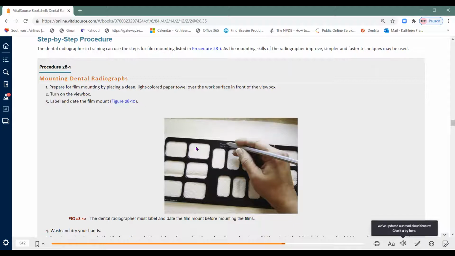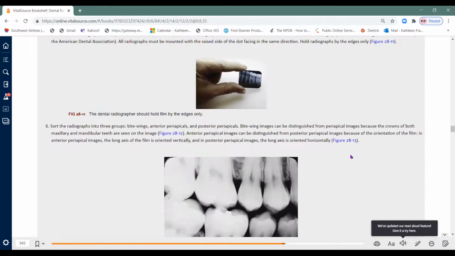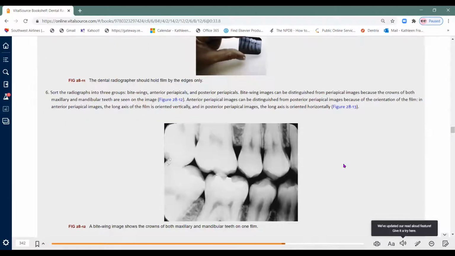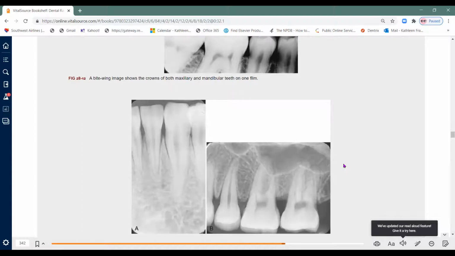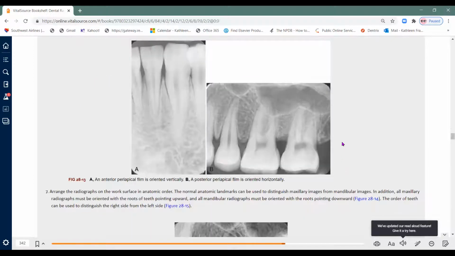We're going to start with a mount. Normally you would orient all your dots, all facing up. Then you would separate all your bite wings into 3 groups: your bite wings, your anterior periapicals, and your posterior periapicals. And then you would orient the roots.